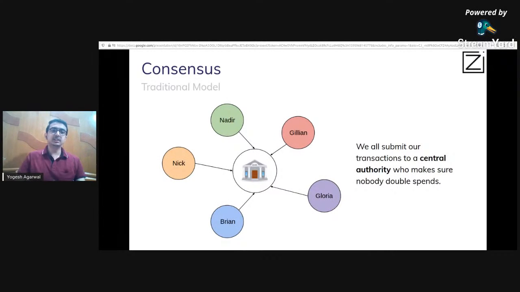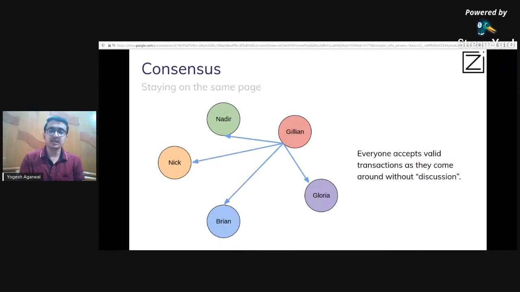This is a traditional model of consensus wherein we have a central authority. In this case, we have taken the example of a bank, but it can be anything. Everyone submits their transactions to a central authority, and the central authority takes care of any malicious activities or any other problem. It just oversees everything and comes out with a decision, right? But in a blockchain system, there are no central authorities. So how will these transactions happen?